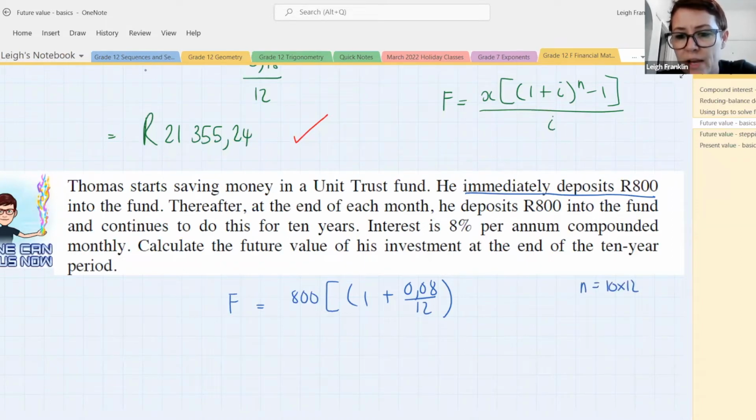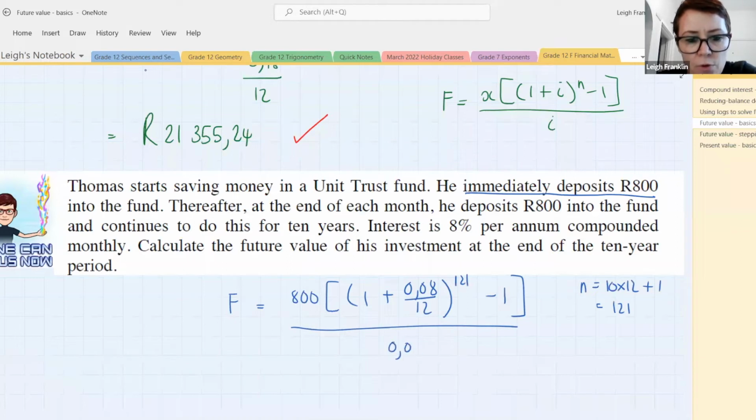There were 12 months in every year, and then there was that immediate payment at the beginning. So we know that N is going to be equal to 121 in this case. All right, and then pop that all over your interest rate and then straight into your future value formula. I think you guys are putting answers up here.